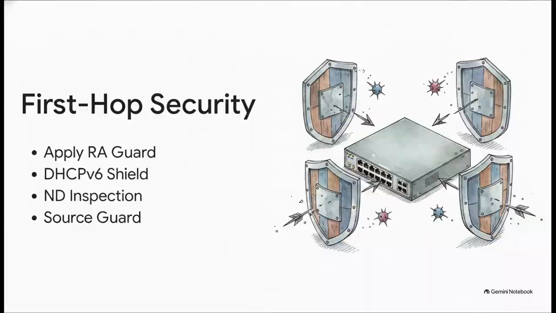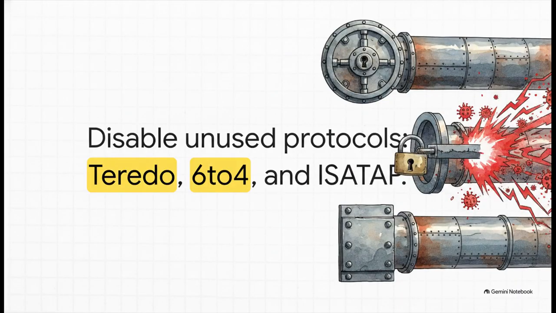No exceptions. Next up, you need to systematically disable unused transition tunneling protocols. We're talking Teredo, 6to4, and ISATAP. Shut the door on them. If your architecture doesn't explicitly need these translation mechanisms, leaving them on is basically handing an attacker a prepackaged bypass right around your edge defenses. Just turn them off completely.